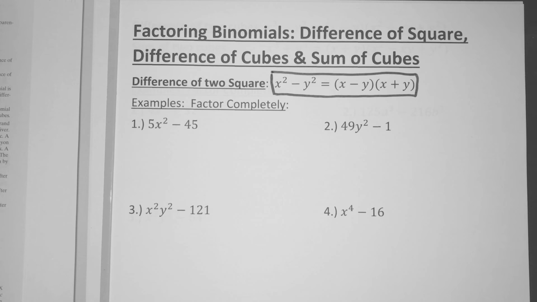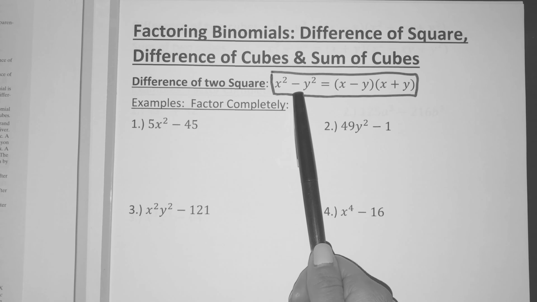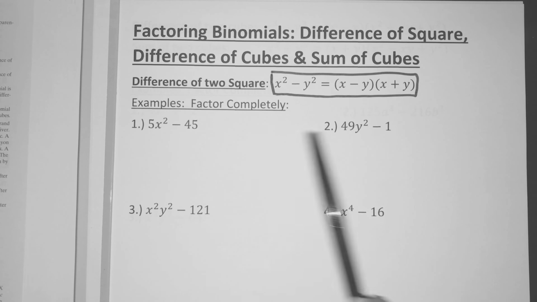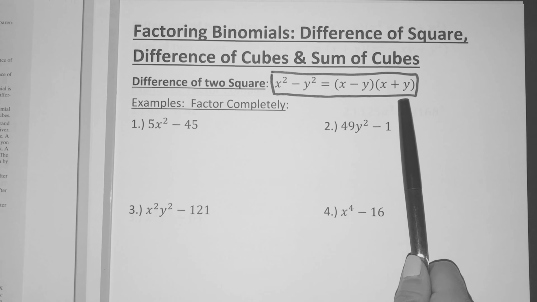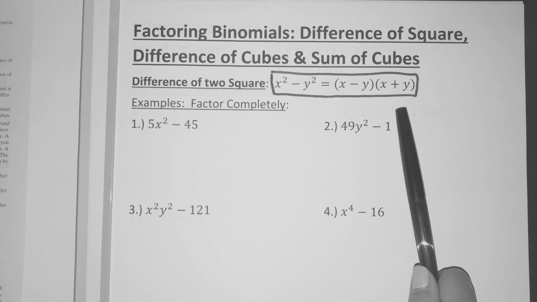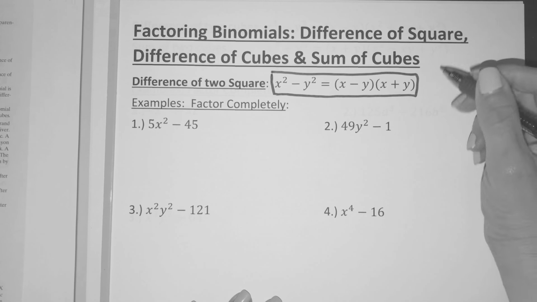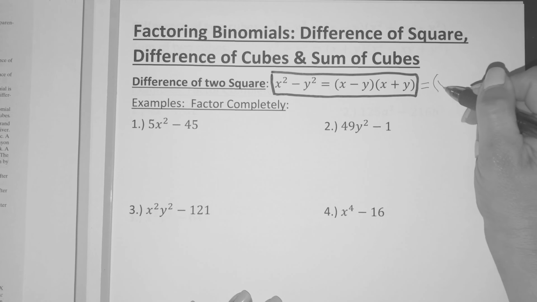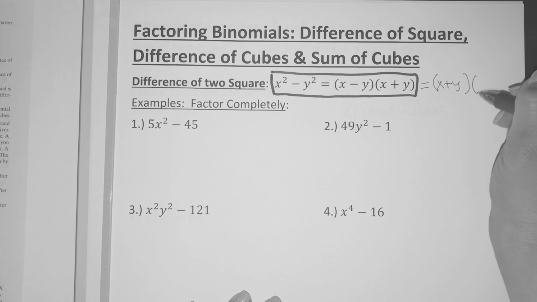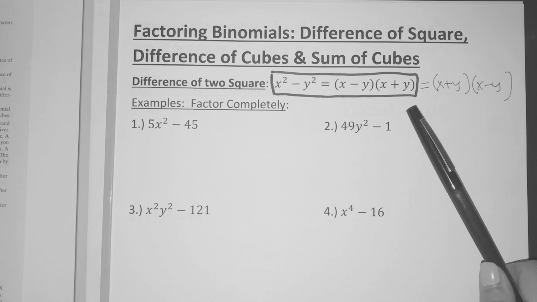Difference of squares means that we have two squares and a subtraction sign between them. If you have a situation like this, it will factor into two binomials where the only difference is that they have opposite signs. Because the order doesn't matter, you can also write x plus y first and x minus y second. So we want to use this formula to factor.